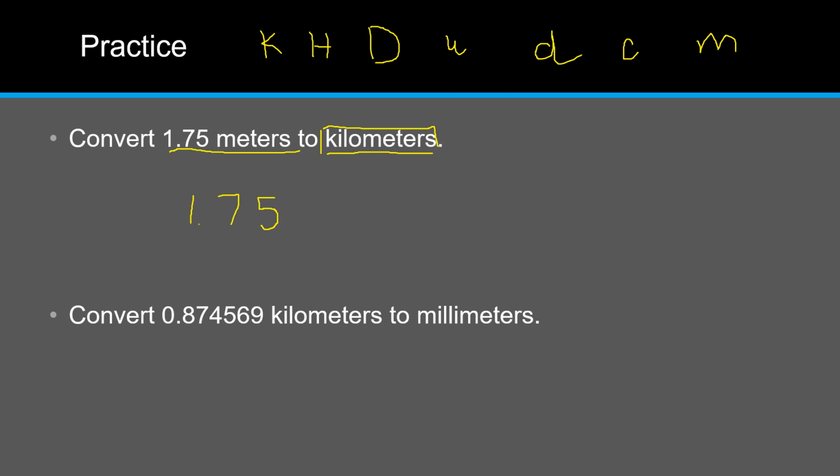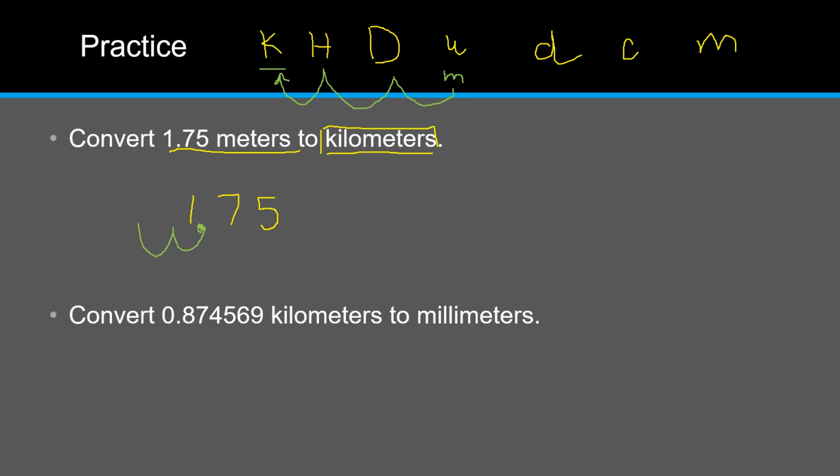I am at the base unit, I am at meters. And I need to go to kilometers, which is way over here. So I'm going to count my number of jumps. I'm going to move to the left 1, 2, 3 places to the left. So I'm going to take my decimal and I'm going to do the same thing in my number. I'm going to move it 3 places to the left. So here's my decimal right here. I'm going to move it 3 places to the left.